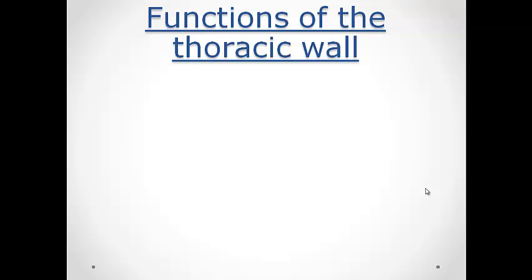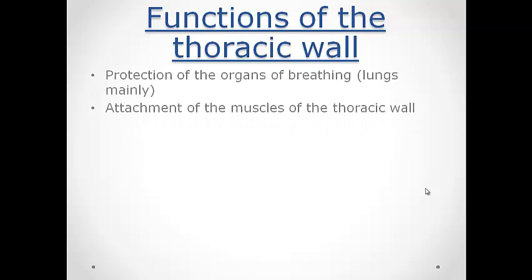The functions of the thoracic wall can be summarized in the following points. Mainly, protection of the organs that are contained within the thoracic cavity, mainly the lungs. It's important for attachments of the muscles of the thoracic wall, and this is important because muscles allow movement of the thoracic wall components, and that will allow breathing to happen.